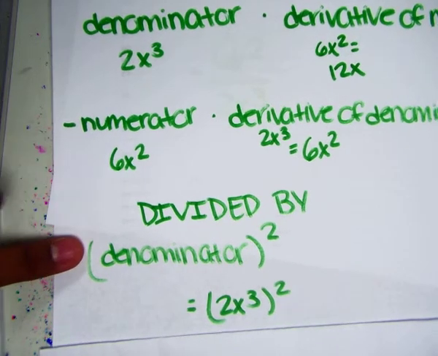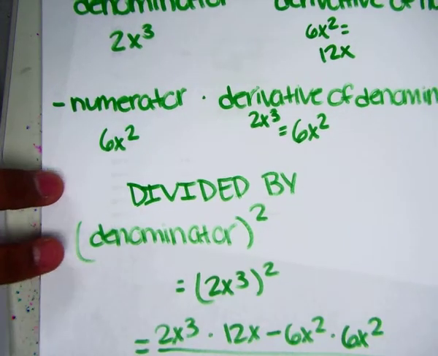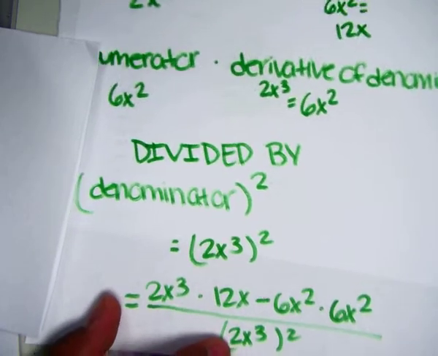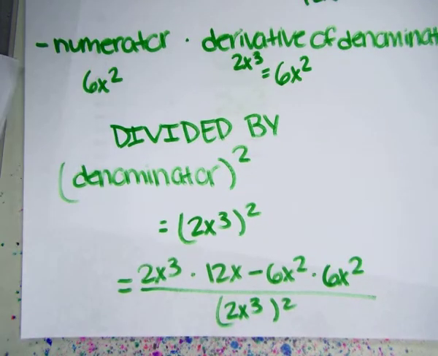It's alright. You're just getting the hang of this. So, at the bottom, it should look like this: 2x cubed times 12x minus 6x squared times 6x squared, all over 2x cubed squared. So do you get what I'm talking about now that you had some practice?